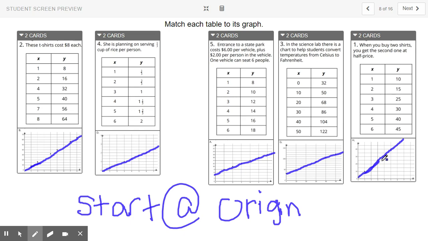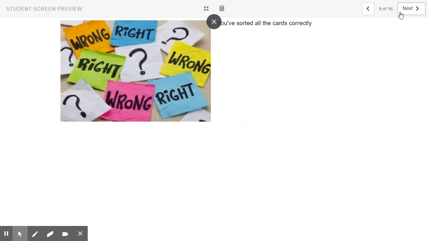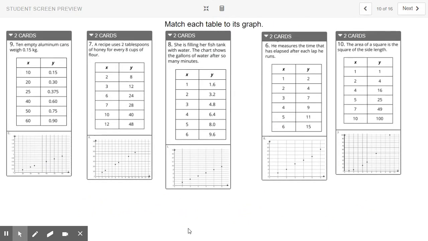All right, so all proportional graphs are linear, meaning they're straight lines, and they start at the origin. Origin meaning 0,0. Okay, remember how I said we need to remember that. So let's look here at the second grouping.